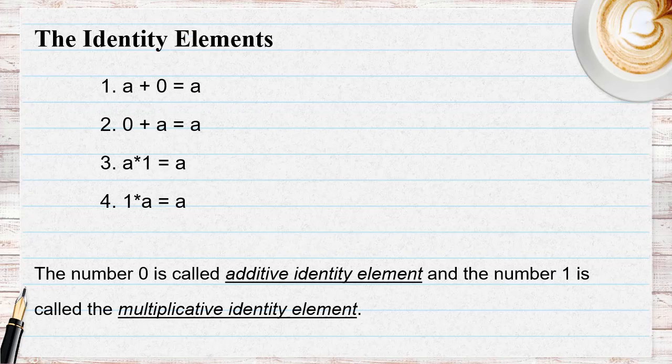The identity elements. A plus 0 is equal to A. 0 plus A is equal to A. A times 1 is equal to A. 1 times A is equal to A. The number 0 is called the additive identity element, and the number 1 is called the multiplicative identity element.